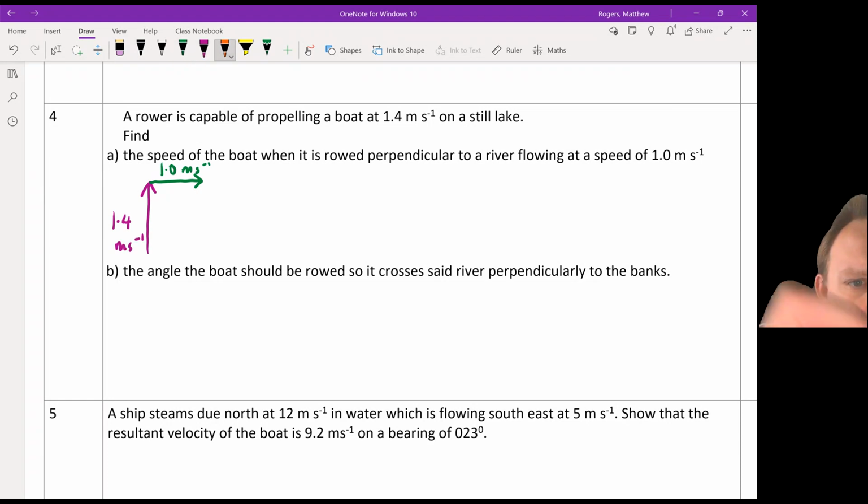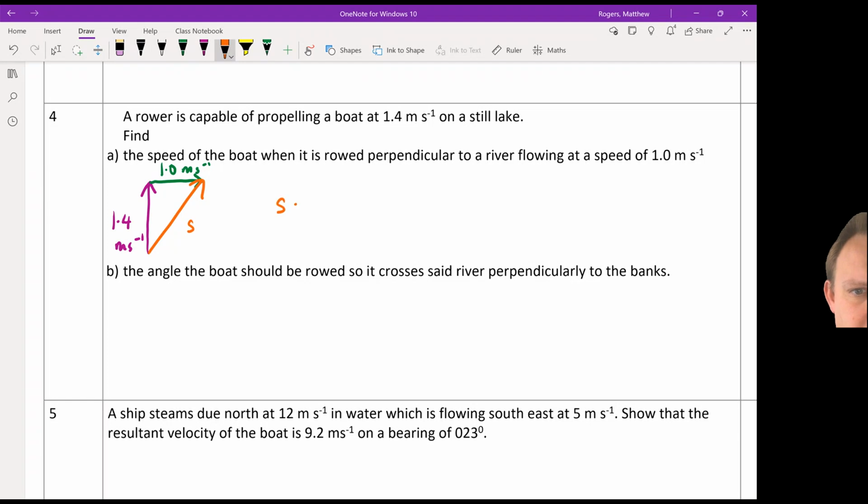And we can see immediately that the resultant should be here. We're only asked to find the speed of the boat, so we don't need to worry about the direction at this particular point. So we're just going to use some Pythagoras. Let's give this one a name.